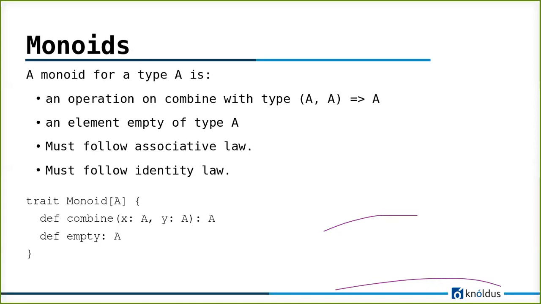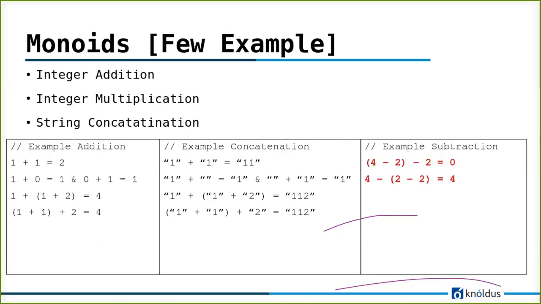And again, to be a monoid, one must follow these two rules: one is the associative law and one is the identity law. So let's see a few examples of monoids. Integer addition, integer multiplication, and string concatenation are a few examples of monoids. How are these monoids? Let's go through each one of them.